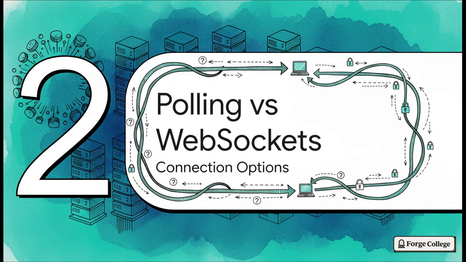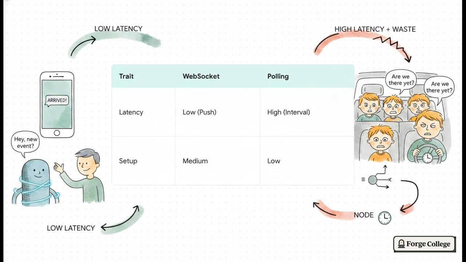Moving right along to Section 2, Polling versus WebSockets. We know we need to connect to a node, but how exactly do we ask it for information? Well, we face a pretty distinct trade-off here. Think of polling like those annoying kids in the back seat on a road trip, constantly asking, "Are we there yet? Are we there yet?" You have to keep checking the node on an interval. That means higher latency and, honestly, a lot of wasted effort if nothing has happened. It's simple to set up, but kind of clunky.